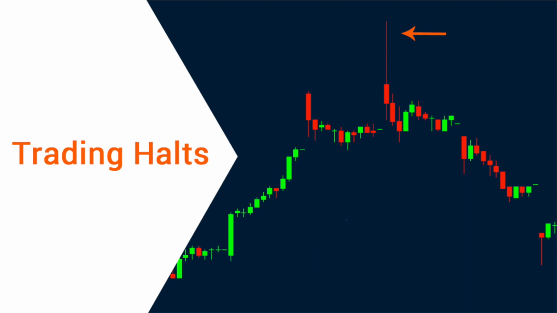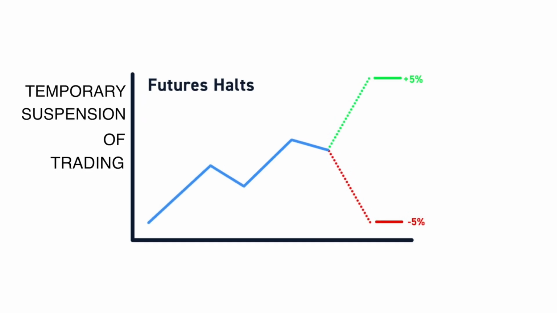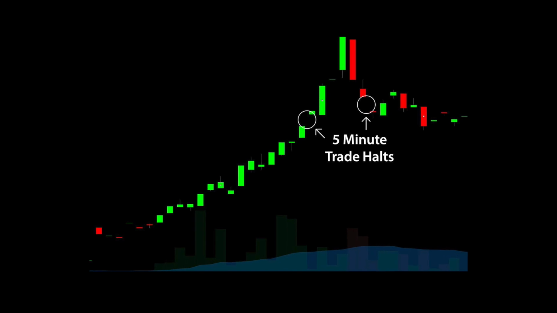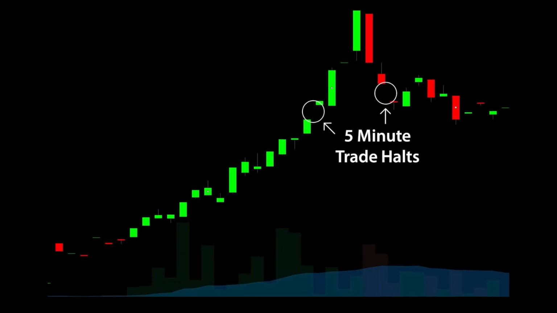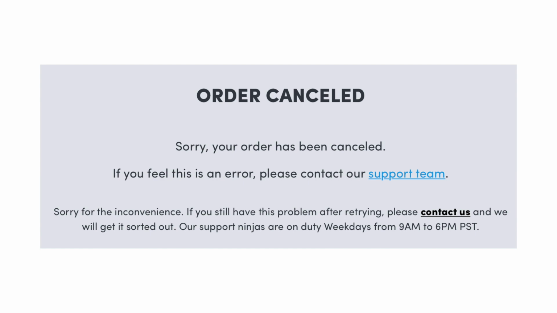So next up is trading halts. A trading halt is a temporary suspension of trading for a stock. This usually happens in anticipation of a news announcement, to correct an order imbalance, a technical glitch, or due to regular concerns. When this happens, open orders might be canceled, but options still may be exercised.